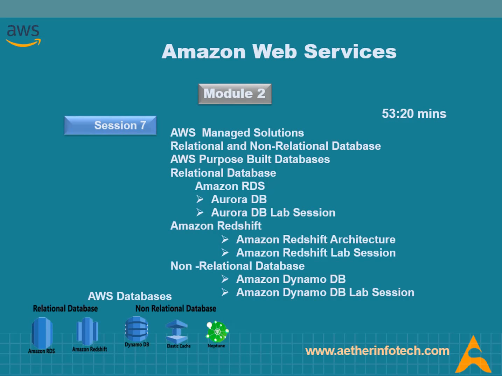We'll discuss Amazon RDS in relational and the Aurora DB engine. We'll talk about Amazon Redshift, and in non-relational, we will talk about Amazon DynamoDB. This session will be a bit long as there will be 4 labs in this after the theory. So that was all about Module 2.